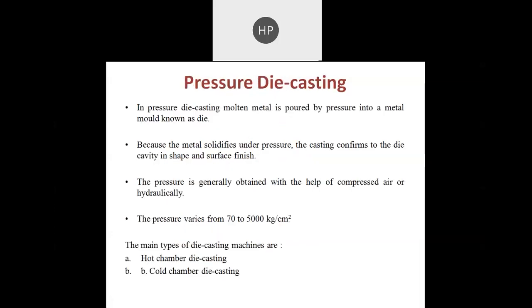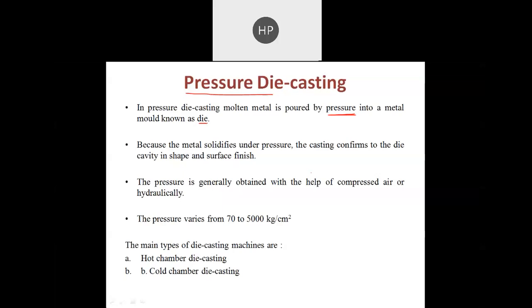So this is all about shell mold casting. Then second, we are going to talk about pressure die casting. In pressure die casting, molten metal is poured by pressure into a mold which is known as a die. So in this case, we flow the molten metal into the die with some pressure, and that's why it is known as pressure die casting.